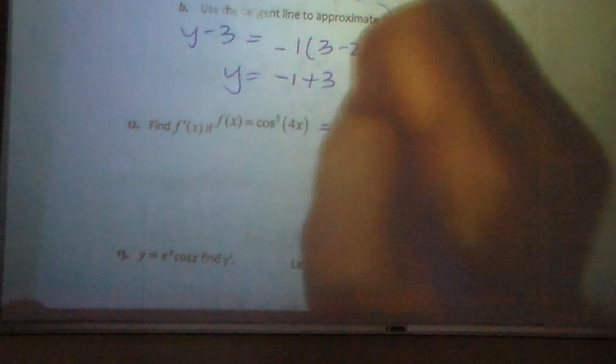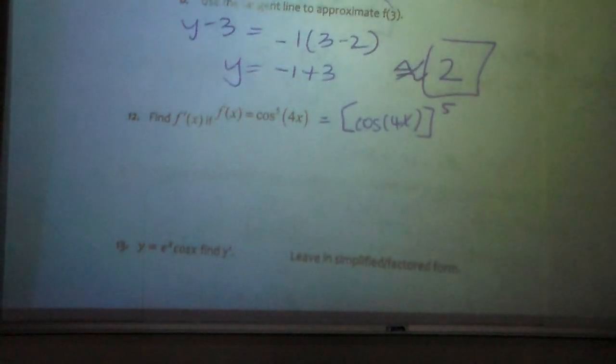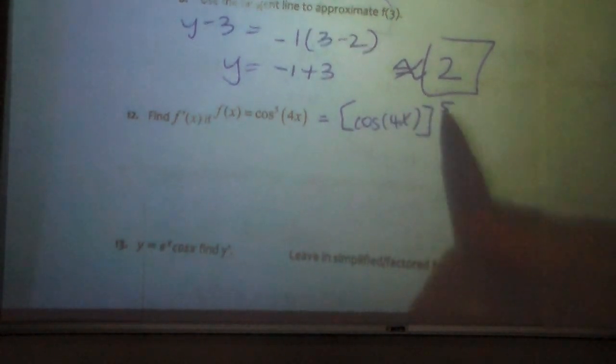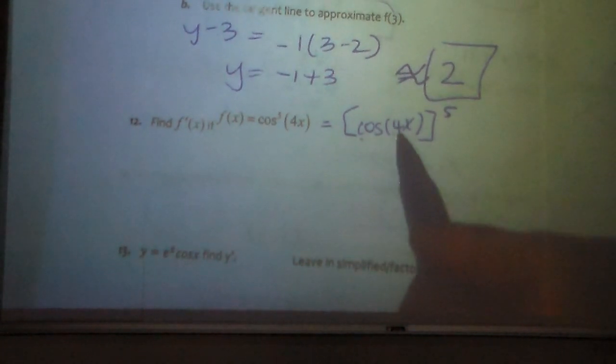Here, I'm going to rewrite this. So this is cosine of 4x, all to the 5th power. So we're definitely using chain rule here. This is a case where I have 3 chains. Outside would be to the 5th power, inside would be cosine, and another inside would be the 4x.